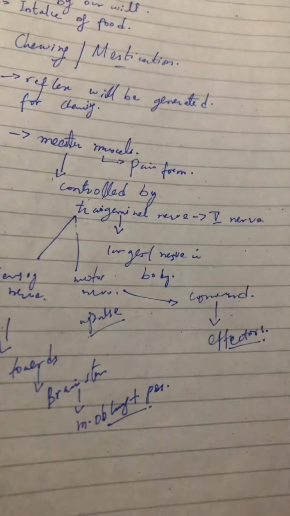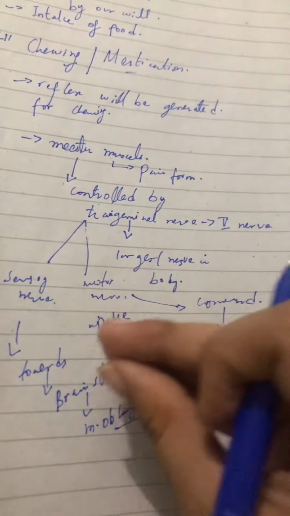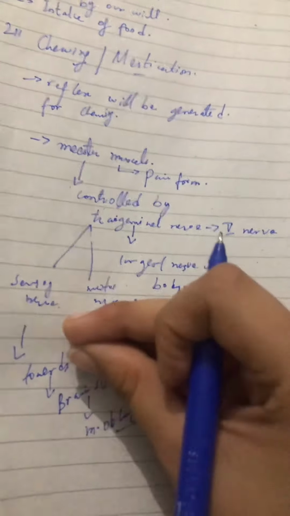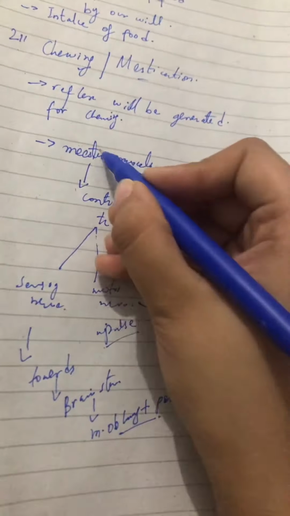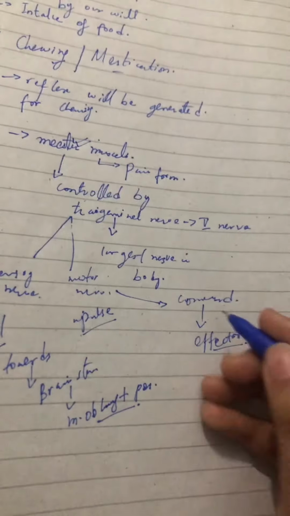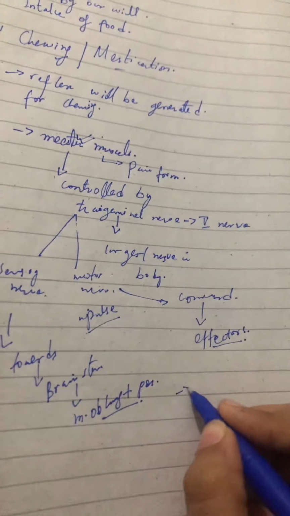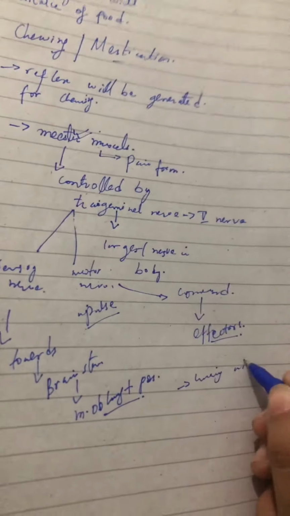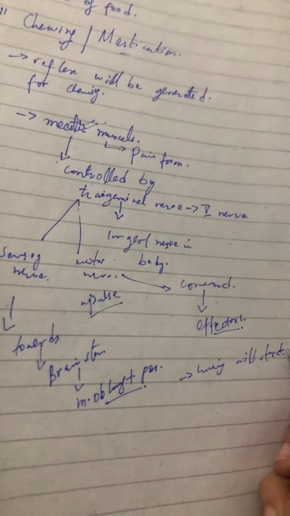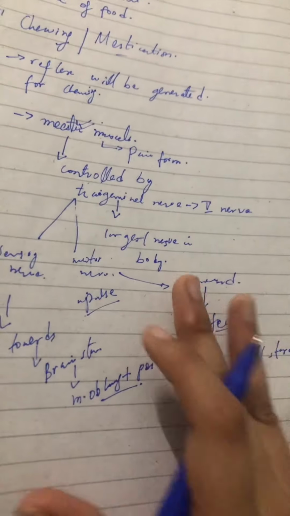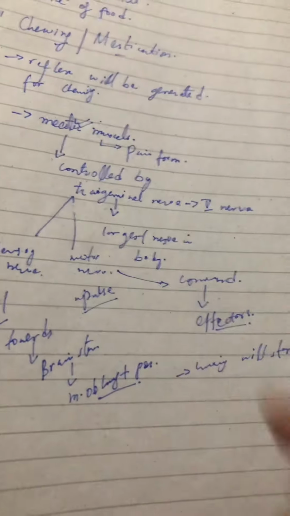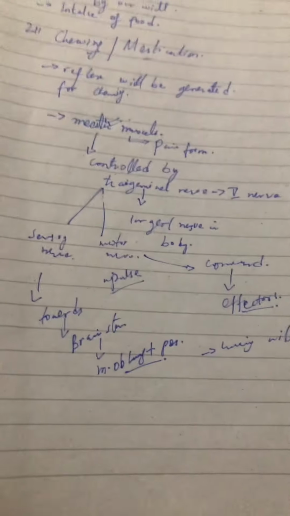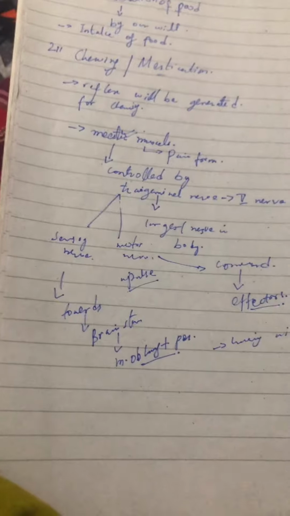Now what are effectors? Here, effectors are muscles. How do these muscles help in the chewing? The impulse was for the chewing of the food, so here the effectors are the masseter muscles. The command goes to the masseter muscles and chewing will start. This is all controlled by the trigeminal nerve. That is the work of the sensory nerve and the motor nerve.